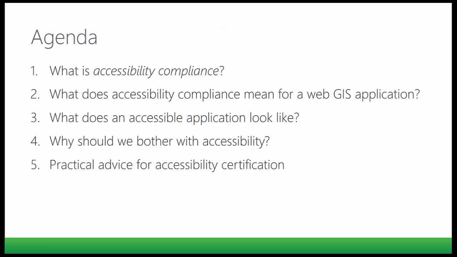This is what we're going to cover today. We're going to talk a little bit about accessibility compliance, and what that means for a WebGIS application. We're going to show you a demonstration of a couple of aspects of accessibility within a WebGIS application. We're going to talk a little bit more about why we bothered doing accessibility at all, what the landscape, the lay of the land is, and what some of the value around it is. And then we're going to give you some practical advice for accessibility certification. We have a number of customers who've gone through this process, and we've got some interesting things to share with you. So this is what we're going to cover today.